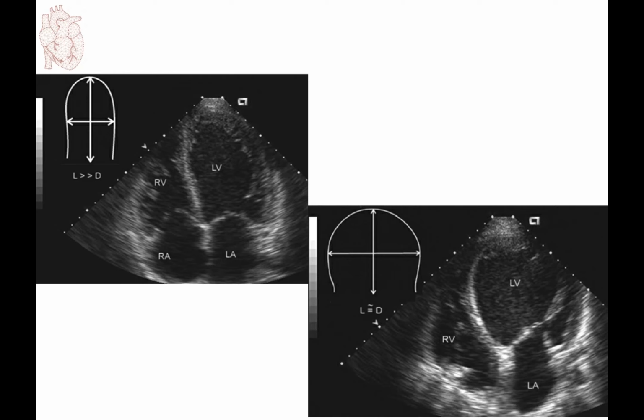Dilation also leads to apical and lateral shifting or displacement of the papillary muscles. This effectively reduces the length of the mitral apparatus and results in mitral regurgitation.